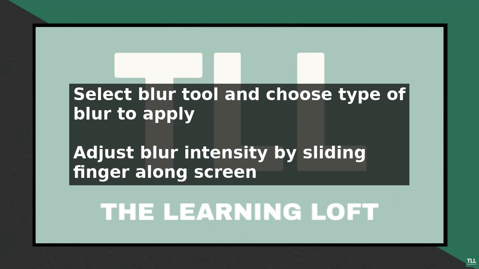Next, adjust the blur intensity by sliding your finger along the screen. The more you slide, the more intense the blur will be. You can also adjust the blur radius by tapping on the brush icon and selecting a smaller or larger brush size. To apply the blur to a specific area of the image, select the brush icon and paint over the area you want to blur.